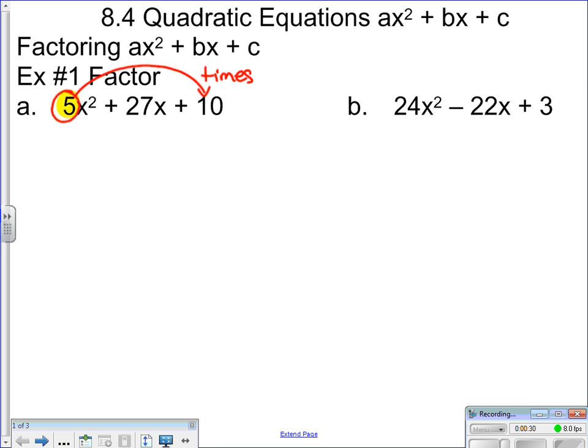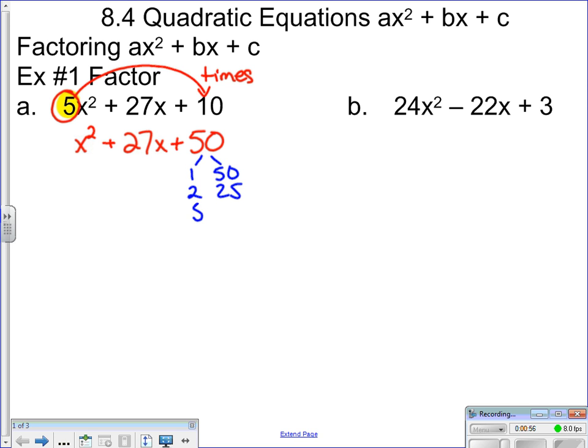by the 10, the number at the end. Now that will remove the 5 from the x squared. And the resulting problem will be x squared plus 27x plus 50. Now that there's no number in front of the x squared, we will focus on what numbers make 50 that add up to 27.